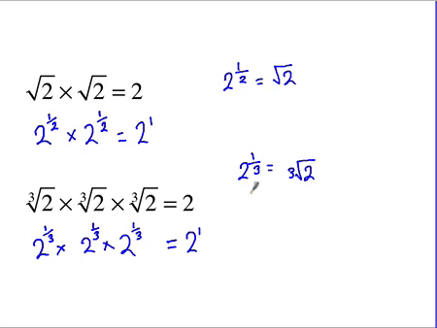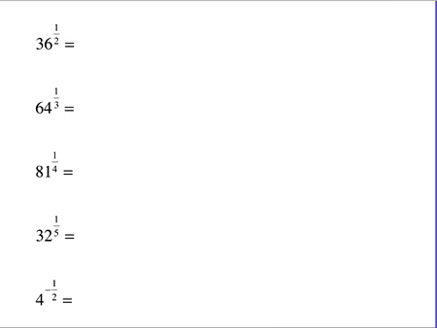And again, that is also the same for any number. So let's have a look at making use of that. Here we've got 36 to the power of a half. If it's to the power of a half, then that is the same as finding the square root of 36. The square root of 36 is 6.